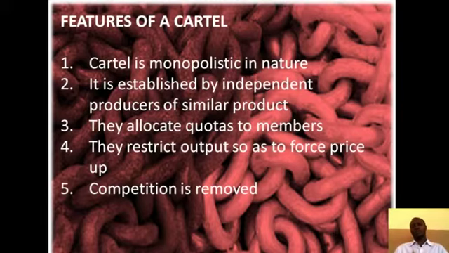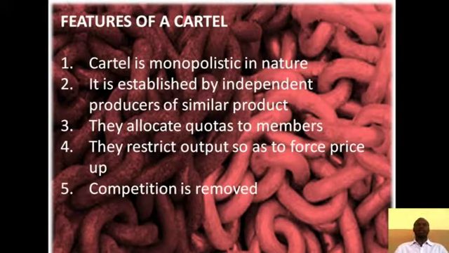Now, please take note of this. Independent here means that the fact that they belong to a group does not mean that they are not independent. They retain their identity, but they work together to have a singular voice over the market. So each member of this cartel retains their identity. Then three, they allocate quotas to members.